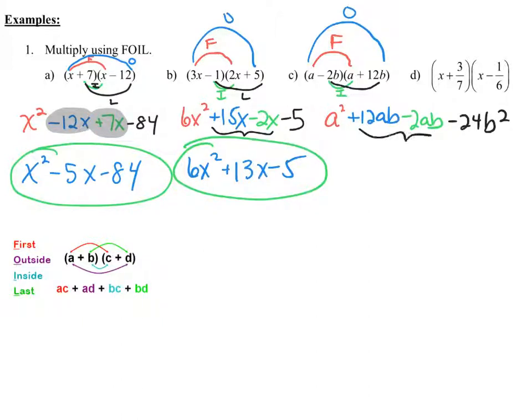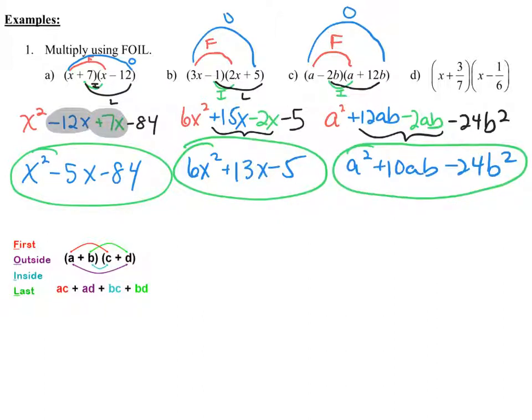We combine those middle two terms, a squared plus 12ab minus 2ab. Since the middle two terms are like terms, we can simplify to get plus 10ab minus 24b squared. So our final answer, a squared plus 10ab minus 24b squared.